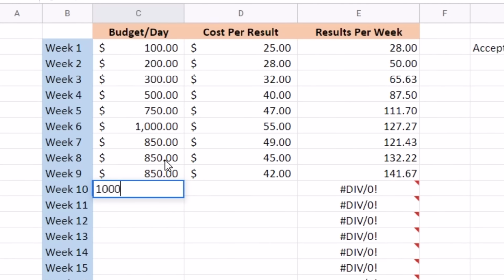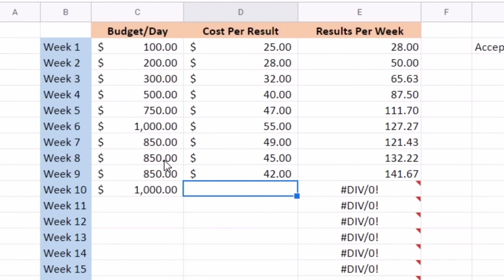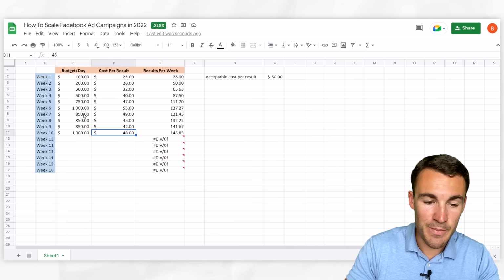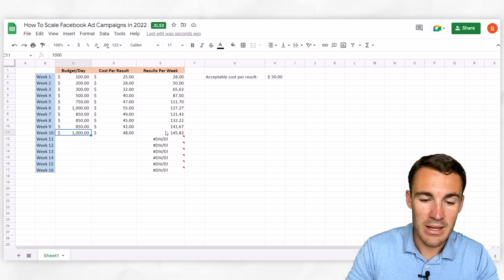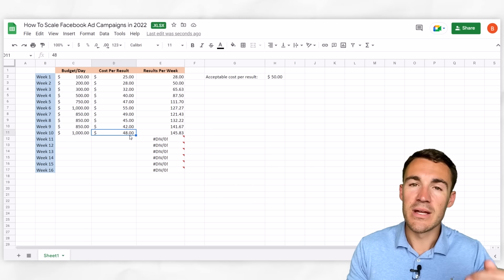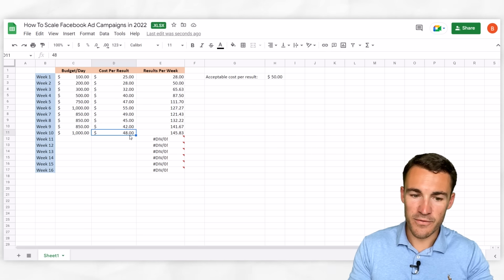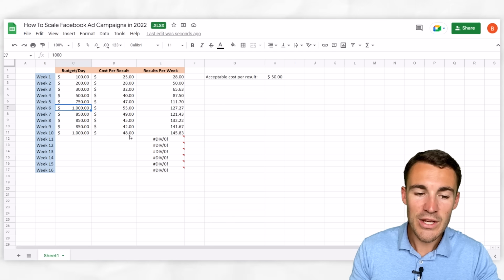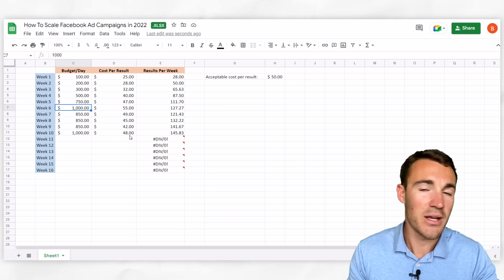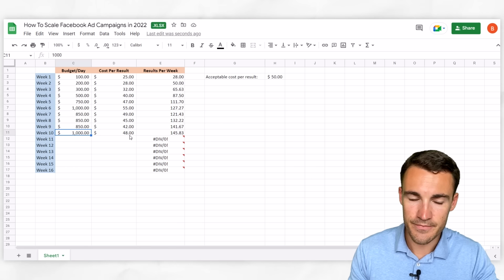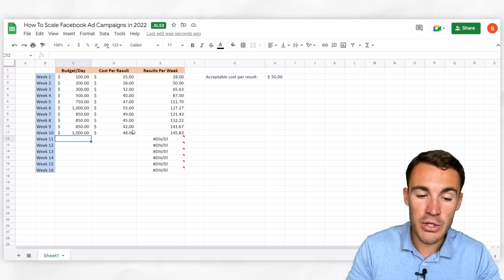Could we go to 1,000? Probably can. We go to 1,000 and the cost per result, say, comes up to 48. Fantastic. We're able to spend $1,000 a day now, generate more results, and still be under our acceptable cost per result because we've stayed at a certain level and improved our campaign. We've improved targeting, we've improved some ad creative, all that sort of stuff. We couldn't in week six do that because the campaign just wasn't good enough. We can in week 10. Okay, right, so we're right under our limit now.